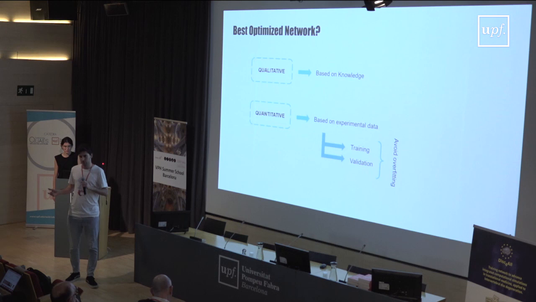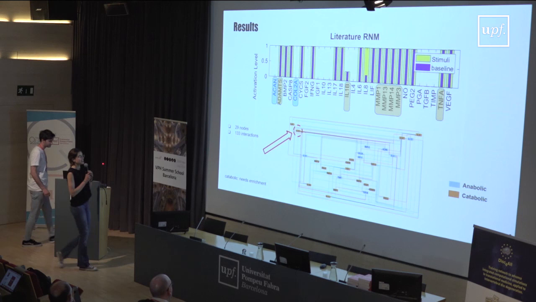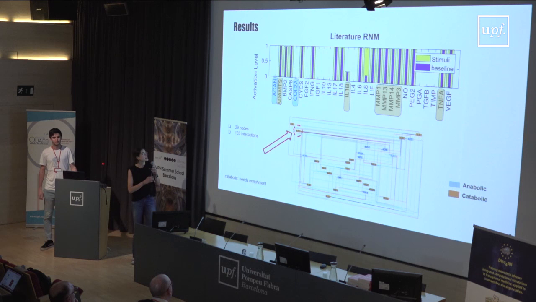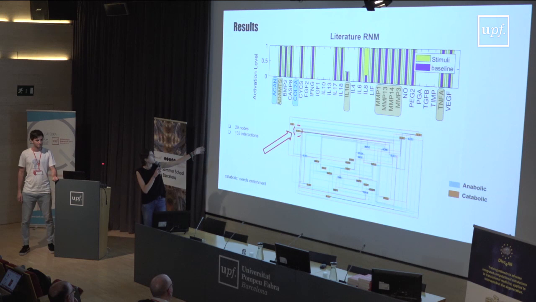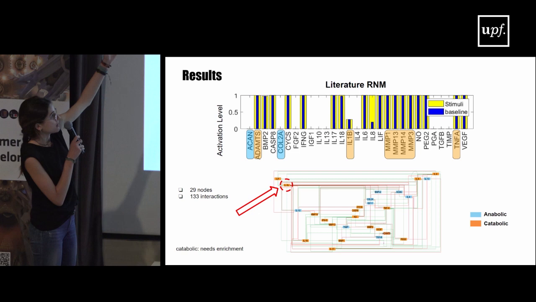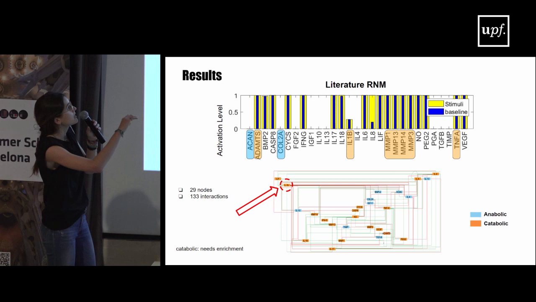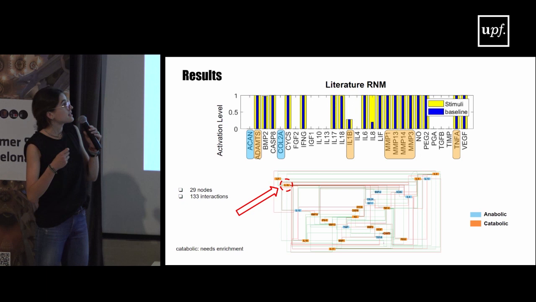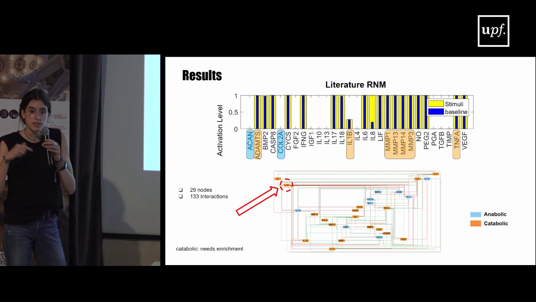OK, let's see the results. In the lower image, you can see the topology pattern of the network. We had 29 nodes, so 29 molecules, and 133 interactions. Moreover, more interactions in one node means it's a more important node. In the upper image, you can see the baseline, as Danny already mentioned, so the steady state of the network in blue. To check that our network works well, we stimulated it with pro-inflammatory molecules to see that the results were the expected ones.